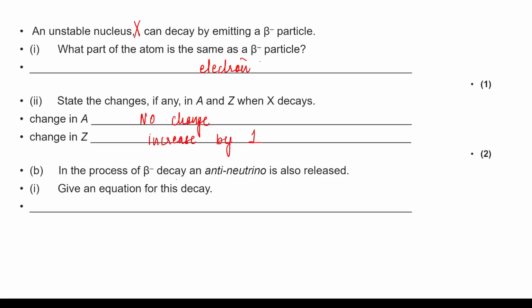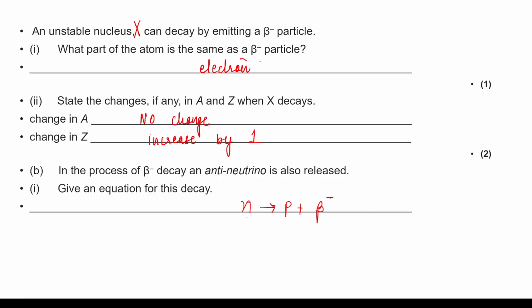In the process of beta minus decay, an antineutrino is also released. Give an equation for this decay. So now you need to give the equation for the decay. So we can write a neutron changes to a proton plus beta minus. See, it has to be balanced.